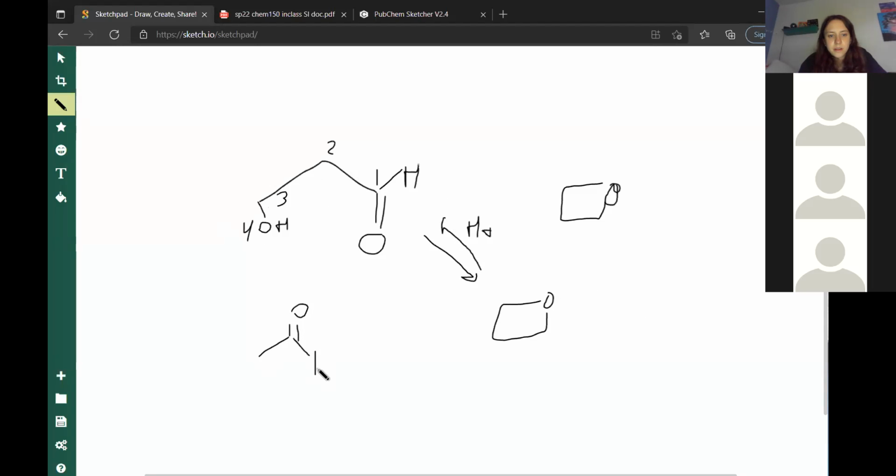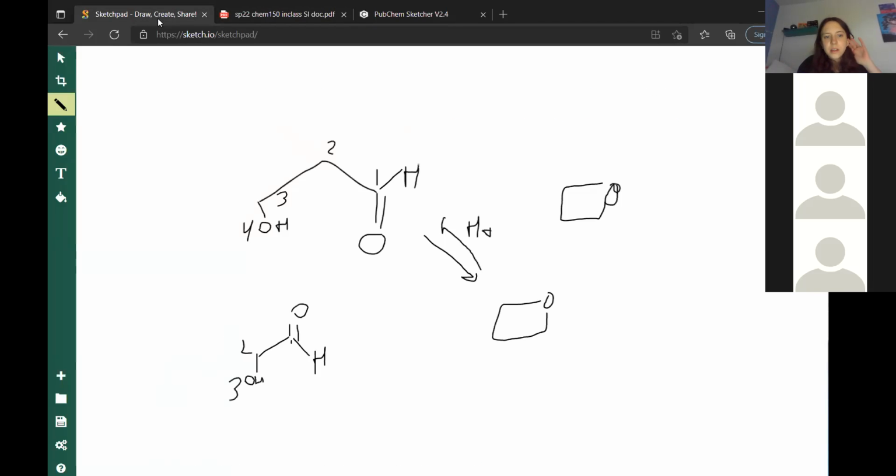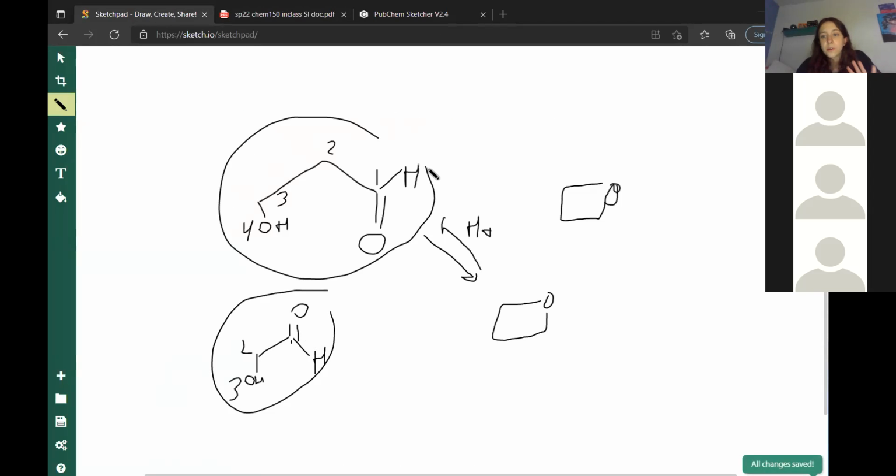right? This would make a 3-membered ring, which is even less stable. And so when asking about stability, 5, 6, and 7 are the most stable types of rings, which is why they form those hemiacetals so easily, because they want to go to the most stable form. But when you have a molecule like this, or like this, with 3 or 4 carbons that would be in the cyclic, this cyclic would look like, I guess, a triangle.